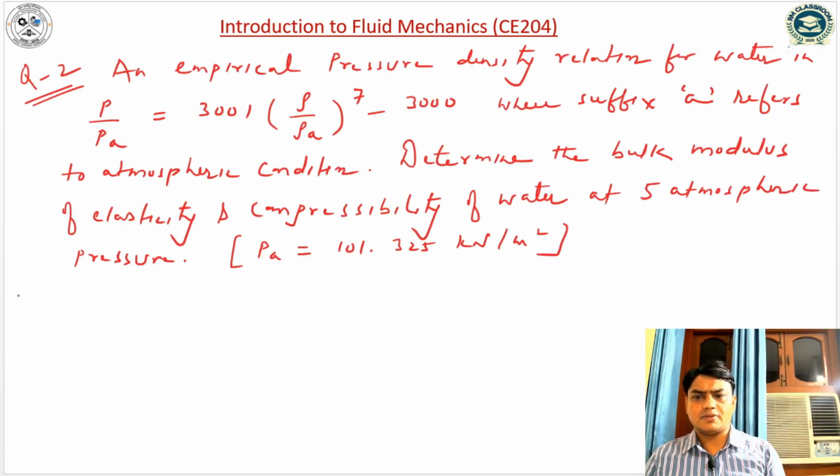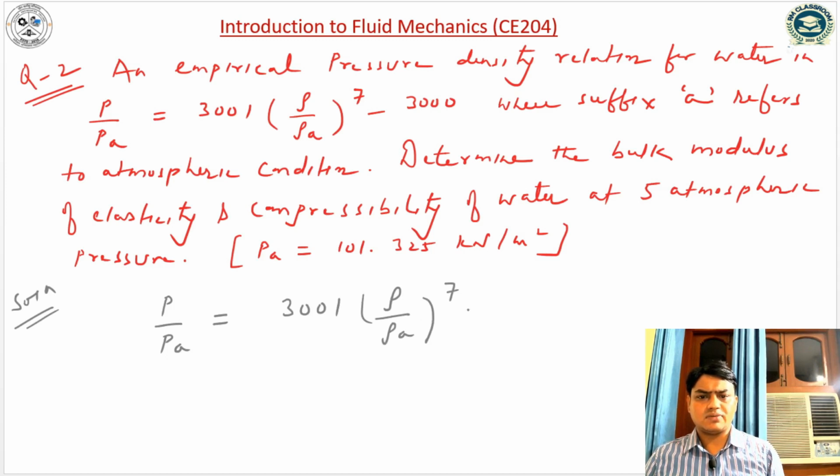Let us take another problem. An empirical pressure density relation for water is P by PA is equal to 3001 into rho by rho A to the power 7 minus 3000, where suffix A refers to the atmospheric condition. Determine the bulk modulus of elasticity and compressibility of water at 5 atmospheric pressure. And 1 atmospheric pressure is 101.325 kilonewton per meter square.